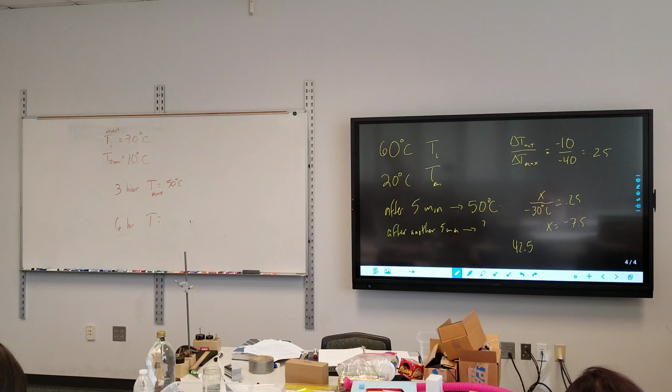The most it could lose, given wherever it's sitting, is just the difference between the temperature of the object and the environment. In this case, it starts out at 70, but the room's at 10. The difference between 70 and 10.